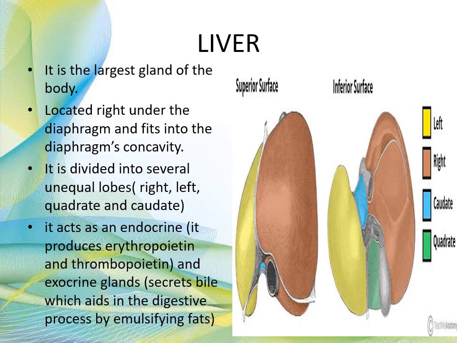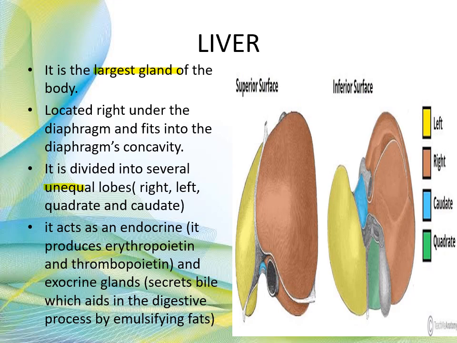So the liver is the largest gland of the body. So it is located on the right under the diaphragm and fits into the diaphragm's concavity. So it is divided into several unequal lobes. We have the right, the left, quadrate, and caudate.